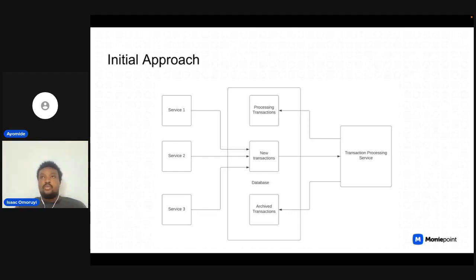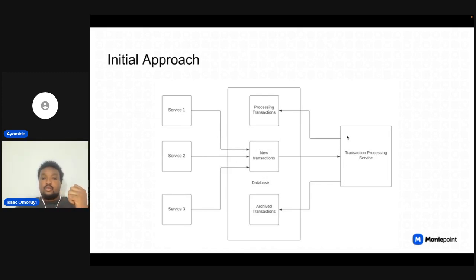So this system that we built makes use of a DB and some form of scheduler that runs at intervals to process these transactions. We send the transactions we process into this DB to act like a queuing system. So that's this here: service one, service two, service three. They all send transactions. This is the database here. They all send transactions into this table in this database. Let's call the table new transactions. So they send all these transactions here.